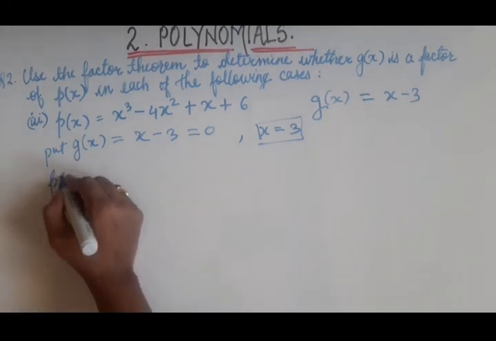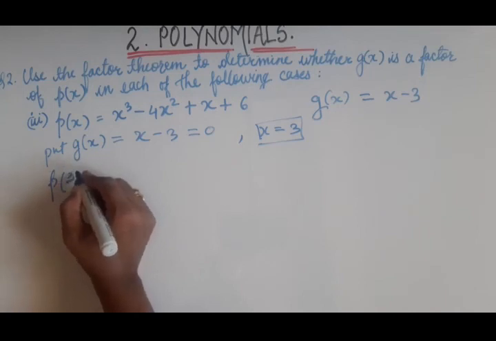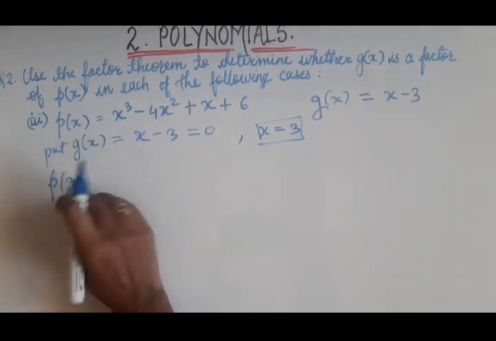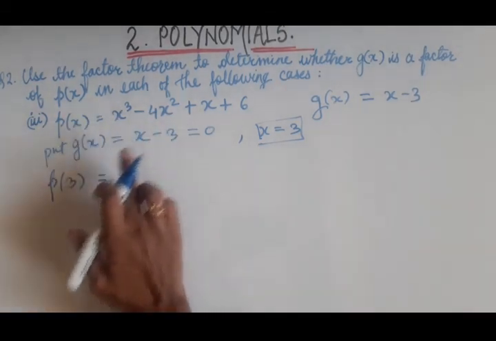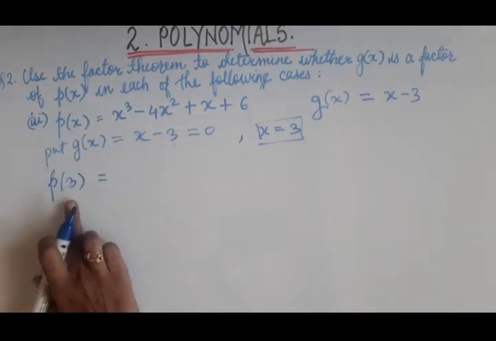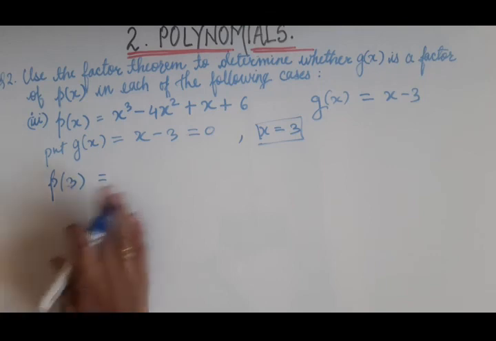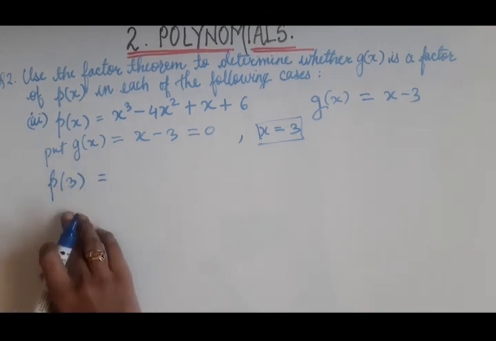So find p of 3 now. Okay, replace x with 3 in p of x. So you will get p of 3. If this p of 3 is coming 0, then g of x will be a factor. If p of 3 is not coming 0, then g of x will not be a factor of p of x. Clear?